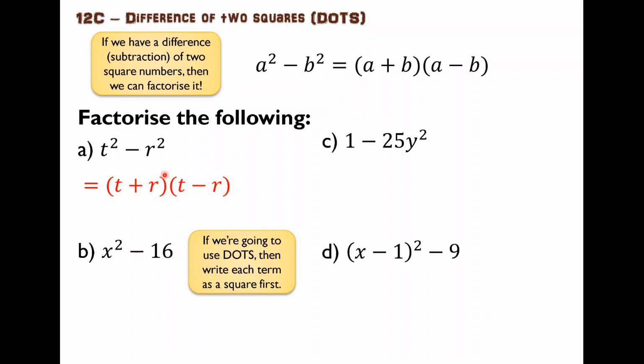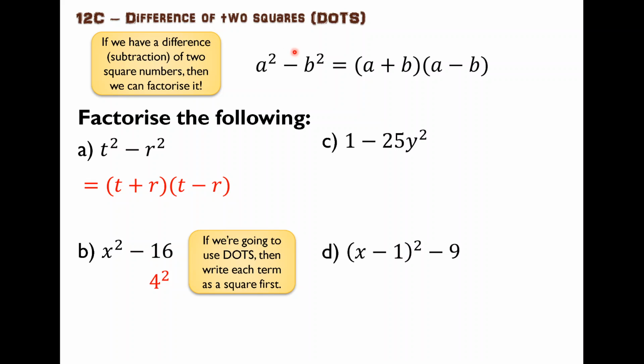Now, if they're just two letters squared, then we can just replace those letters in the rule. But sometimes maybe one of them is a number. And that's okay, we can still use the rule, maybe. This first thing is a square number. I can write it as x squared. Can I write 16 as something squared? Yes, 16 is 4 squared.